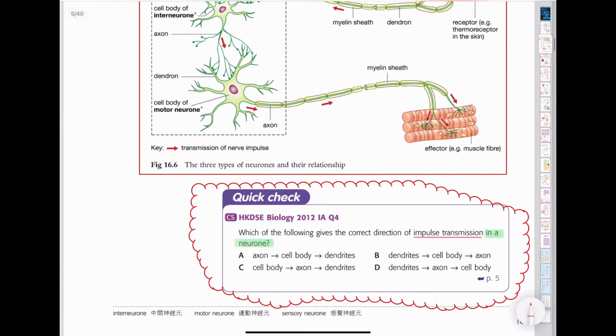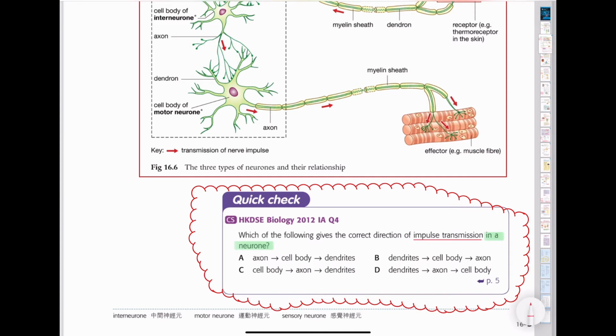Take a look at the question. We can see that the dendrites will transmit the nerve impulse to the cell body and then to the axon, and away from the cell body. So that's what the answer is.